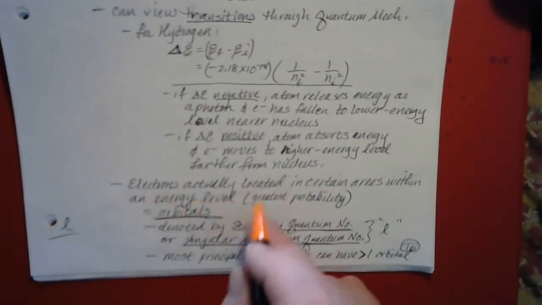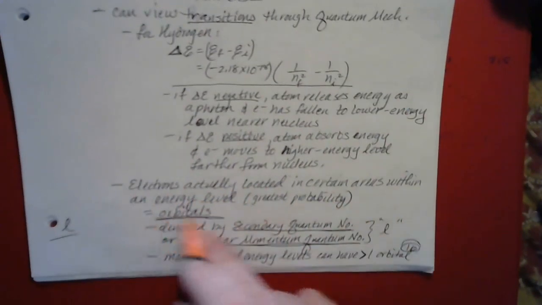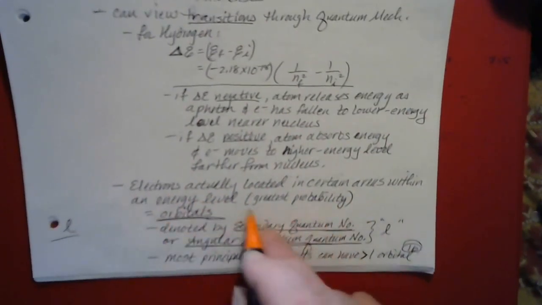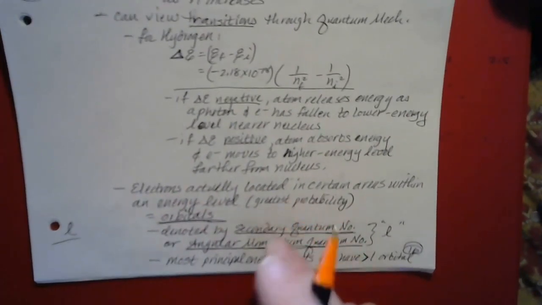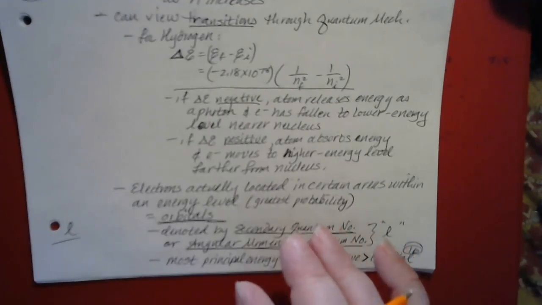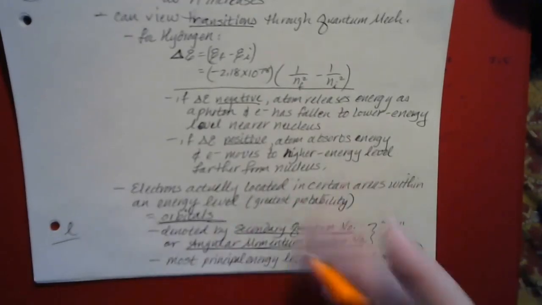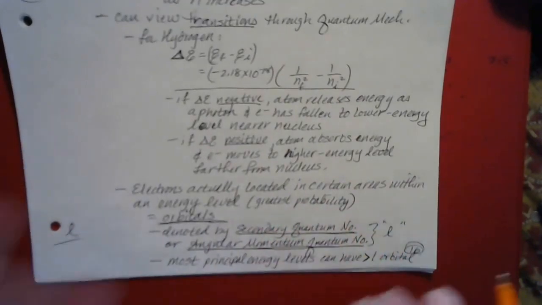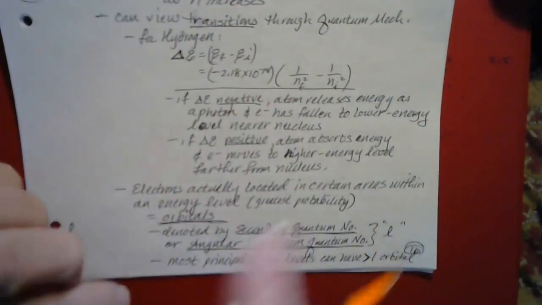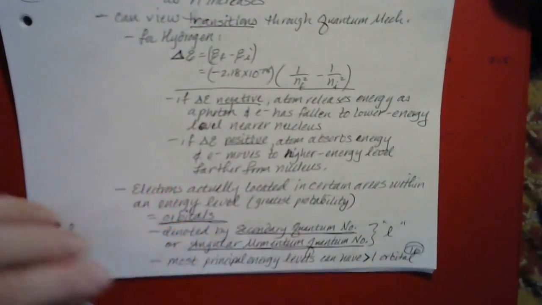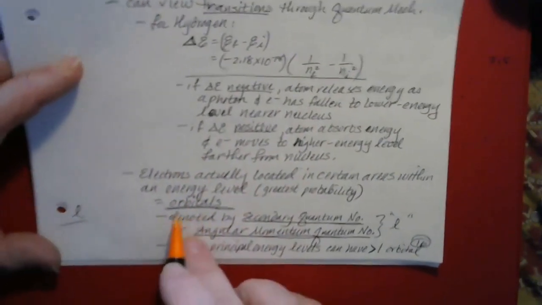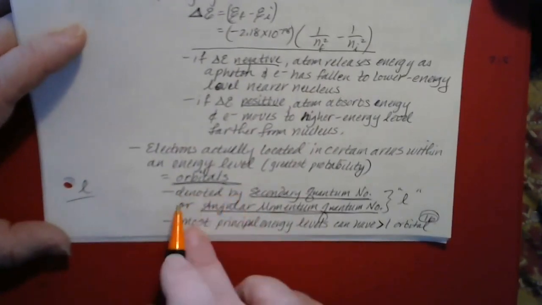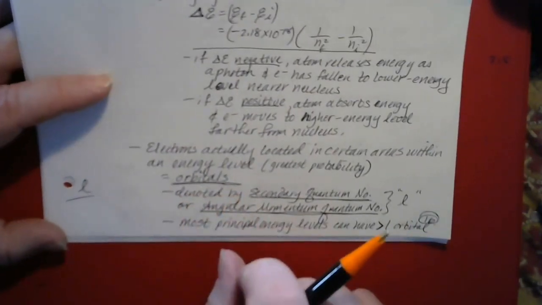Now, the electrons are actually located in certain areas within an energy level. That is the location where there's the greatest probability of finding an electron. It's not always spherical. For some electrons, the most likely area in which you would find them is a spherical area around the nucleus, but that's not always the case, not for all of them. And so again, the areas within a principal energy level where you're most likely to find an electron are known as orbitals, and there are different types of orbitals.